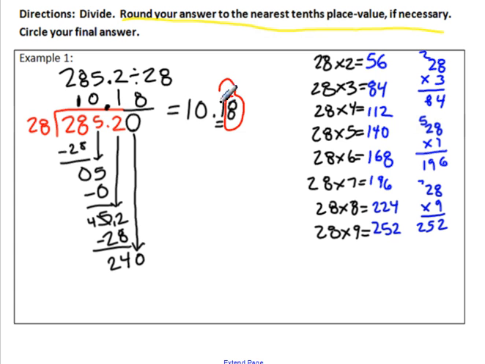So we need to bring our answer out to the hundredths place value so we can properly round to the tenths place value. I know that might be a little confusing, but you always have to go one digit beyond the place value we're rounding to. So my quotient is going to be 10.2 because we're going to give that one a shove. Then it says circle your final answer, so let's do a little circle. All right, next example.